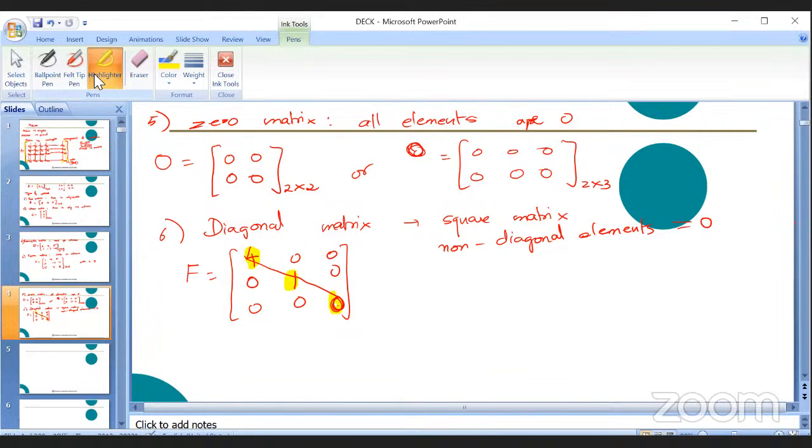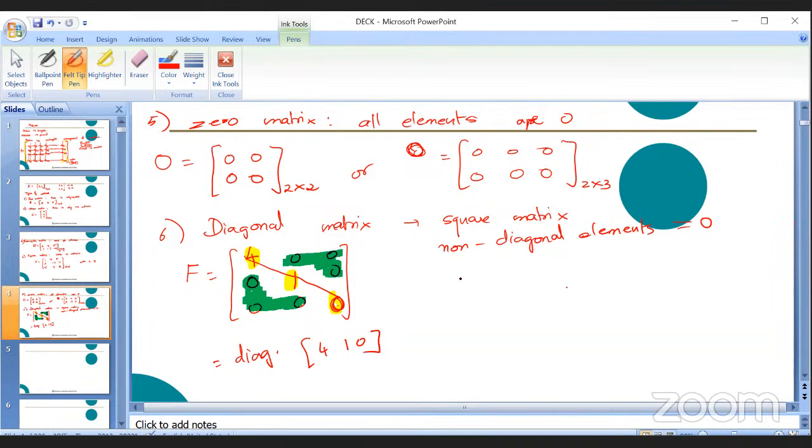We are not worried about that. But non-diagonal elements have to be 0. Such a matrix is called a diagonal matrix. In short, you can write this as diag(4, 1, 0), like this also. So basically in a diagonal matrix, there are diagonal elements and non-diagonal elements.